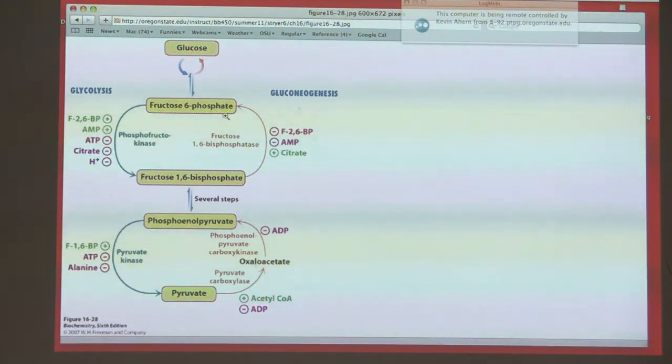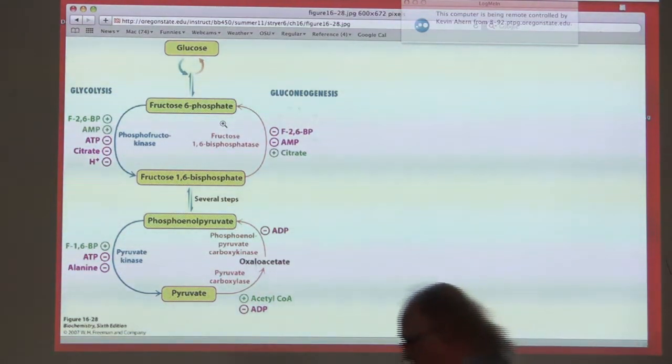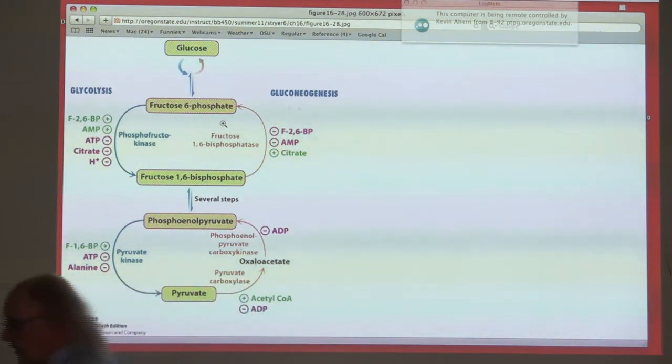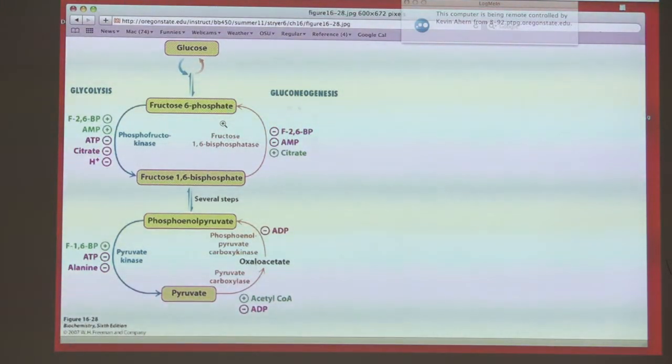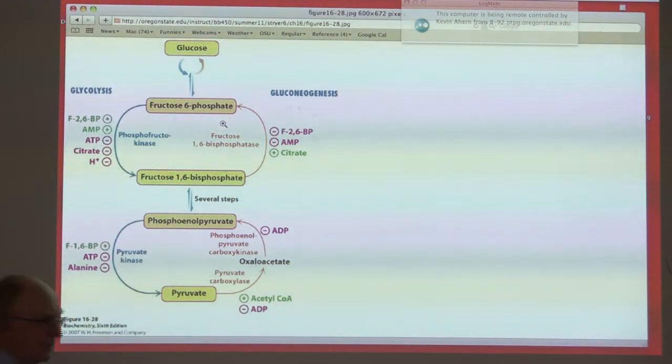So, here is the enzyme PFK. Going in the downwards direction on the left, we're doing glycolysis. Going in the upwards direction on the right, we're doing gluconeogenesis. I told you that if I run glycolysis, I get production of two net ATPs. If I make glucose in gluconeogenesis, it takes six triphosphates, four ATPs and two GTPs.